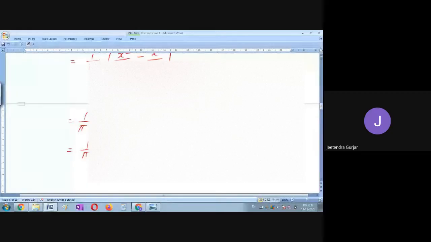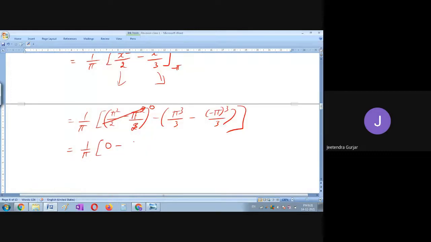Square will get cancelled. So this is going to become 0. So no need of taking it. So this is going to become minus. So this is 0 minus pi cube, minus into minus is going to become plus. So this is 2 times pi cube upon 3. Is it clear? Minus into minus plus.